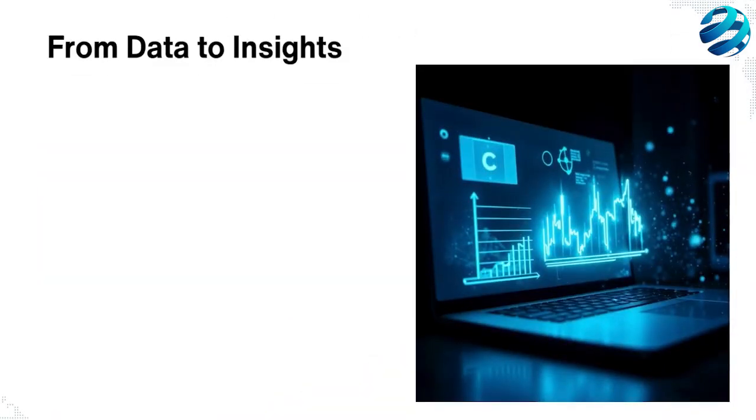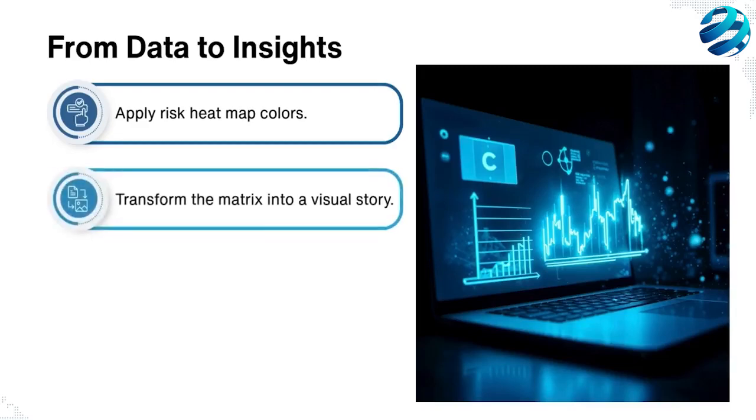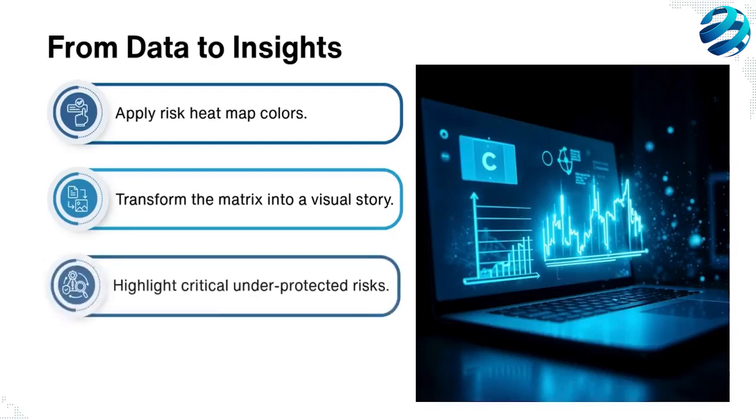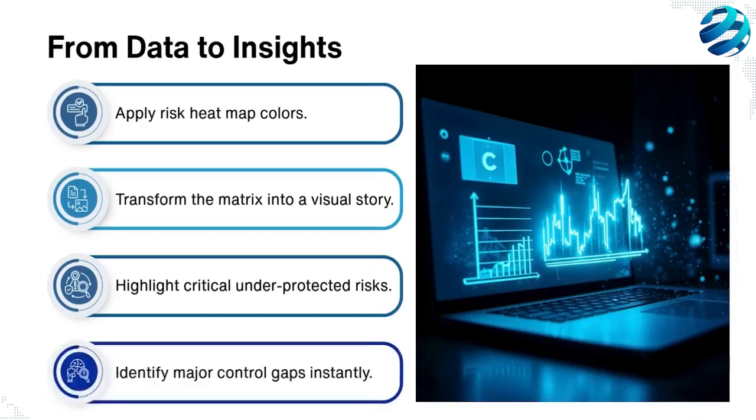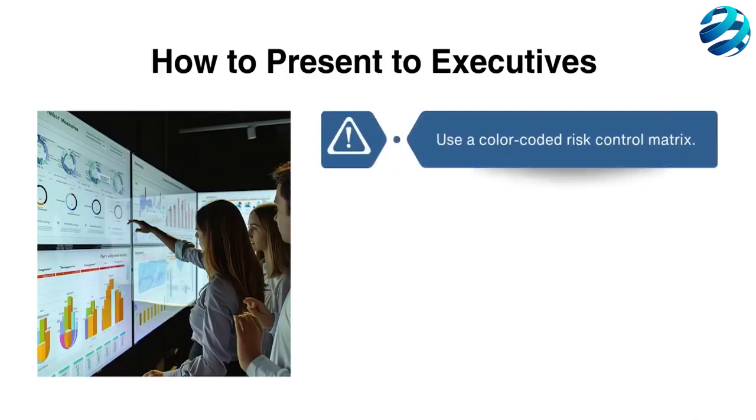From data to insight, a color-coded RCM transforms communication and analysis. Apply your risk heat map colors: red for critical risks, yellow for medium, green for low. This transforms the matrix from static inventory into a dynamic visual story. A bright red row with few check marks signals a critical risk is dangerously underprotected, highlighting major control gaps requiring immediate attention.